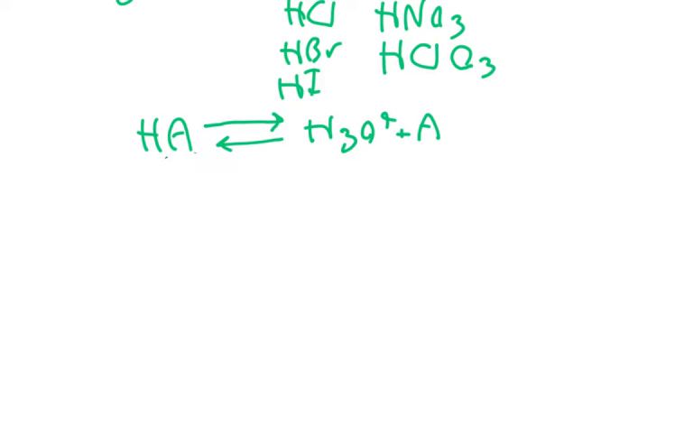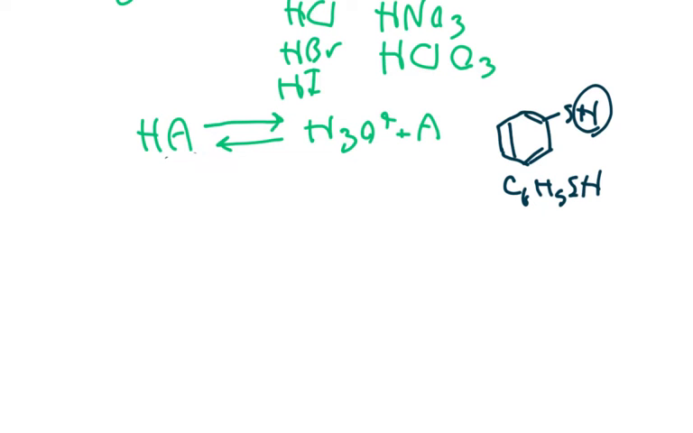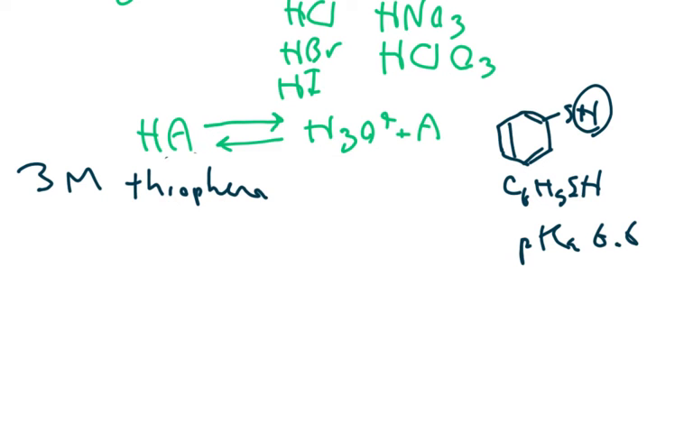I've looked up some pKa's, and I'm going to explain what I mean by pKa in a minute. And there's one acid, it's a weak acid, and it's called thiophenol. And this is the proton that goes. So this is C6H5SH. And the pKa for this is going to be 6.6. So I want to know if I start with 3 molar of thiophenol, what's my pH going to be at the end when I've reached equilibrium?